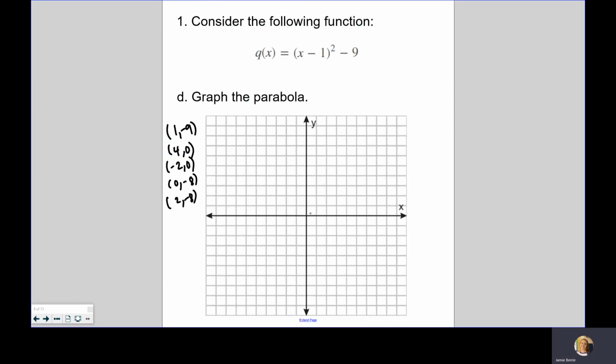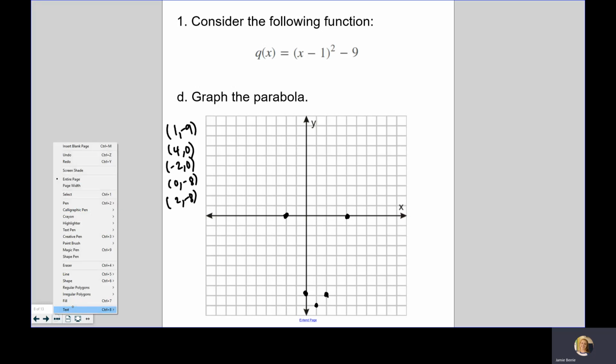1, -9, so I'm going to the right one, down 9. I know that this is a 10 by 10, so I know that's 10, so this has to be -9. 4, 0, 1, 2, 3, 4. -2, 0. 1, 2. 0, -8. So stay on the origin, but go down 8. And then 2, -8. So over 2, down 8. Now we're ready to draw our curve.